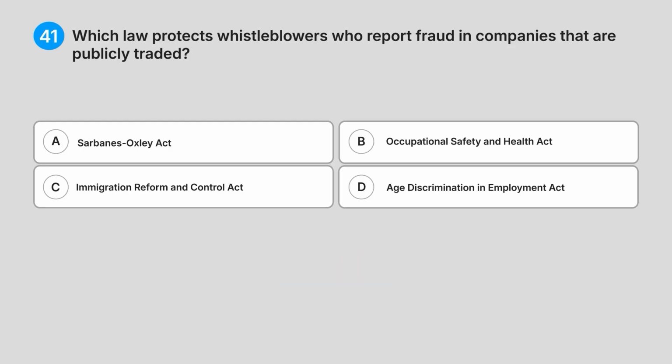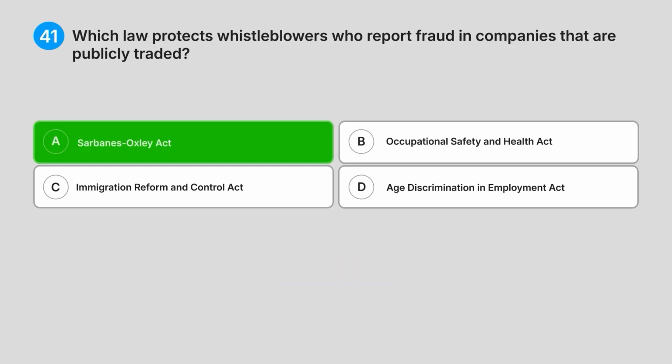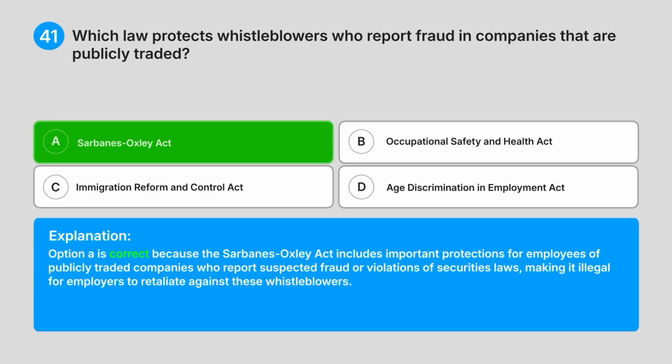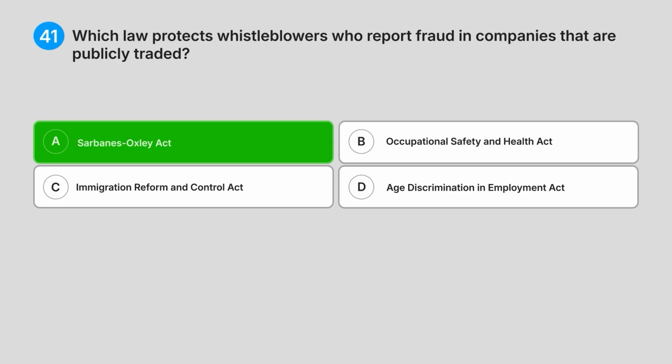Correct answer, A. Sarbanes-Oxley Act. Explanation. Option A is correct because the Sarbanes-Oxley Act includes important protections for employees of publicly traded companies who report suspected fraud or violations of securities laws, making it illegal for employers to retaliate against these whistleblowers.